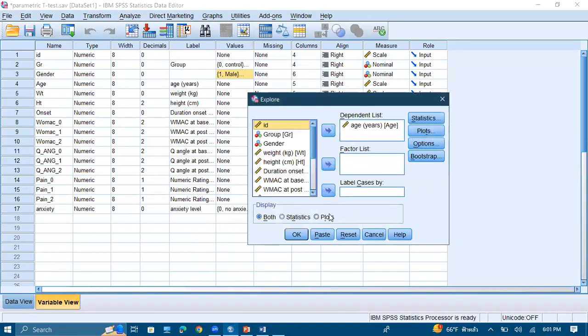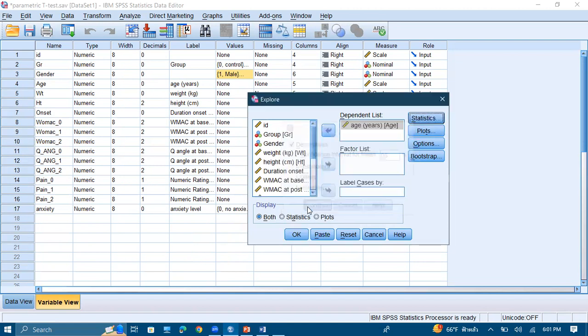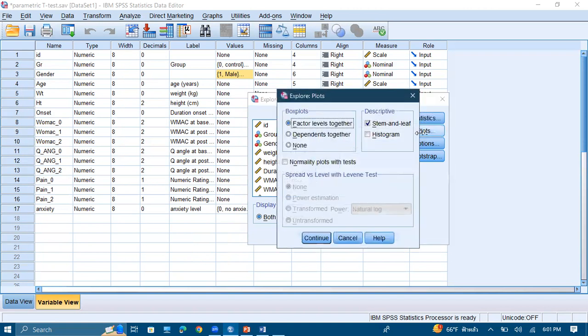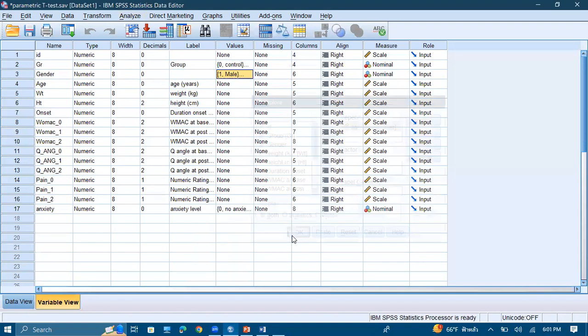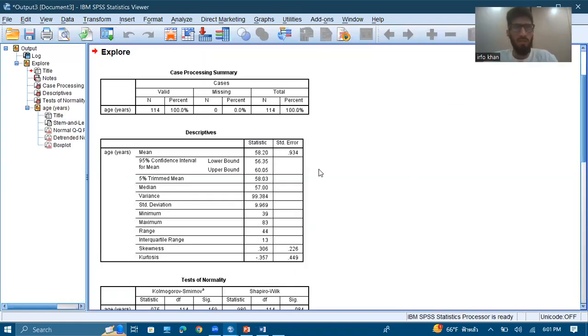I will reset this again. For example, if this is age, we want to check the normality for the one sample t test. So in the dependent list, come to Statistics. We just check Descriptives, then continue. Then we come to Plots. We need Normality plots with tests, okay. So continue.